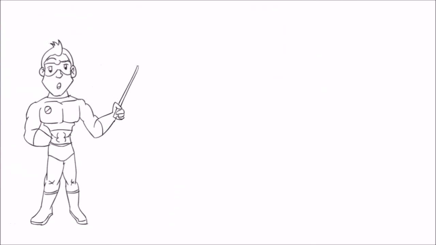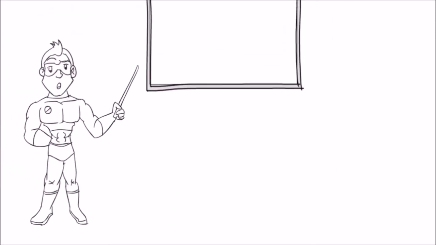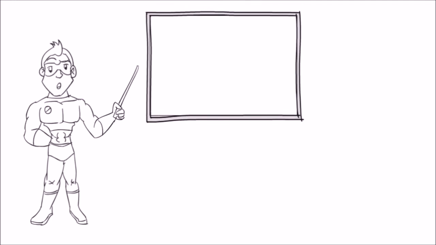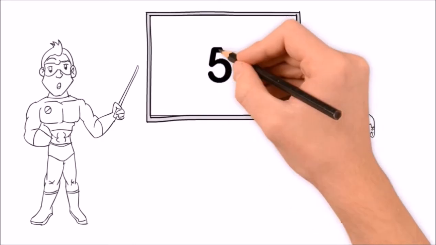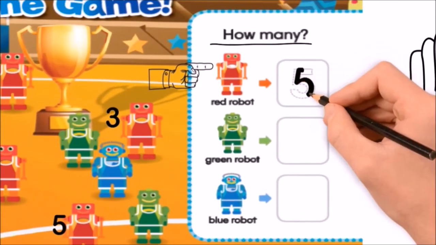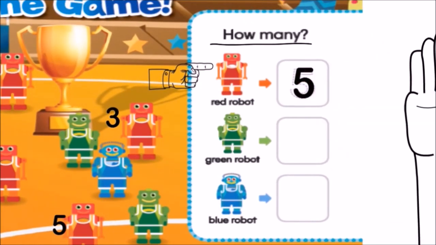You can move on to showing your students how to write the number 5 on the board. Then have them trace in their books. Then you can count the red, green, and blue robots again in the picture and help the students to write the numbers in the boxes.